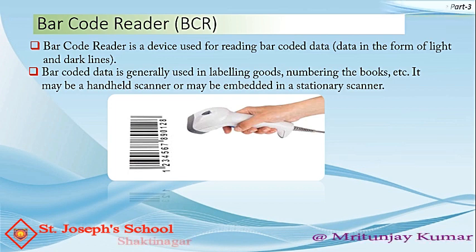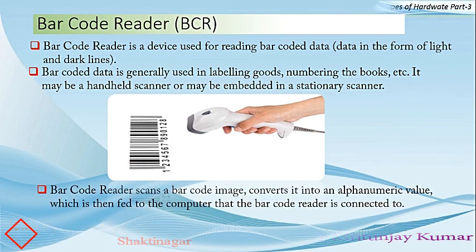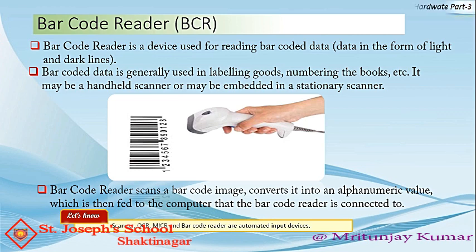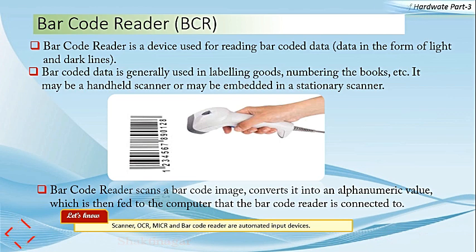And it may be a handheld scanner or may be embedded in a stationary scanner. A barcode reader scans a barcode image and converts it into alphanumeric values, which are then fed to the computer that the barcode reader is connected to. Let's know, scanner, OCR, MICR and BCR readers are automated input devices. So simply the device has to be connected to the computer and it will automatically do the process.